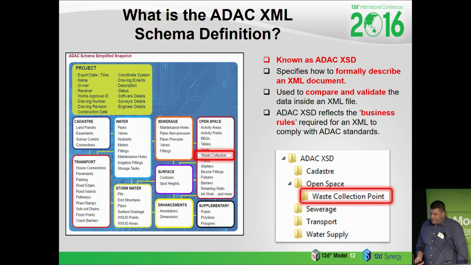Okay, so there's an ADAC XML, and there's also an ADAC XML schema definition, the ADAC XSD. This XSD contains smaller XSDs, including things like transport, water, sewerage, open space, surfaces. All these smaller nested XSDs contain all the ADAC objects and the elements required to identify those objects. It does help to consider the XSD as a file tree in Explorer. So you double click on the ADAC XSD, drill down into the next XSD, which is open space. In this example, we can select something like waste collection point, which is a technical name for a bin.